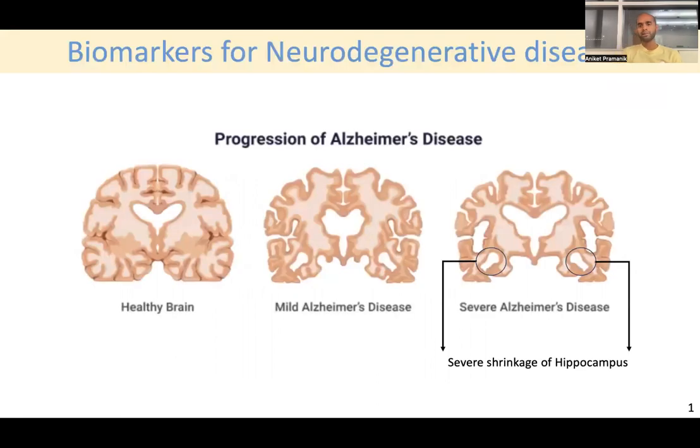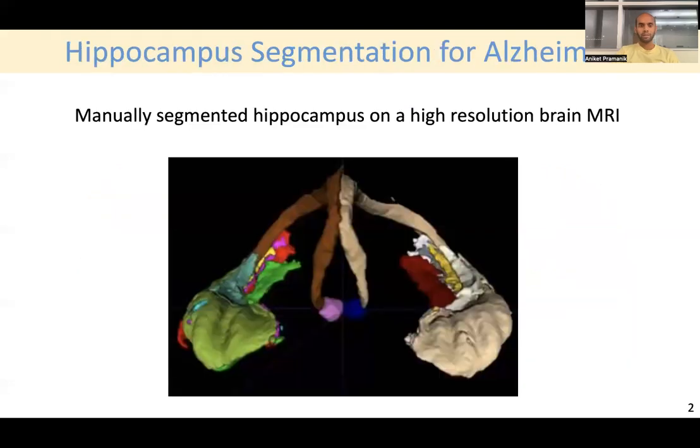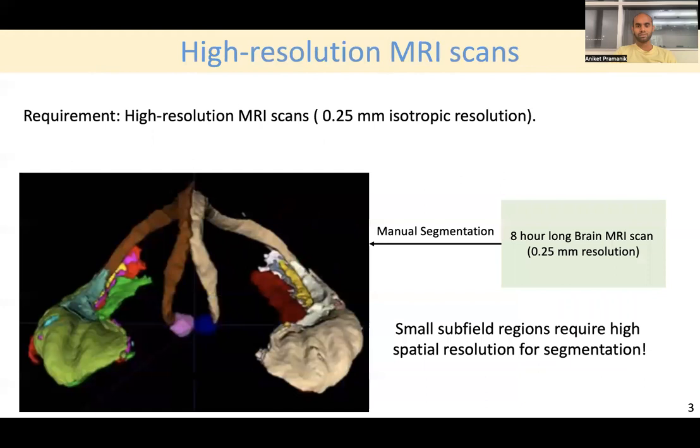So neurodegenerative disorders like Alzheimer's, when they progress, then there is severe shrinkage in important brain regions like hippocampus. So for that, you need to track the volume of such regions. And in order to do that, you need a really high resolution brain MRI scan because there are really small subfield regions in the hippocampus.